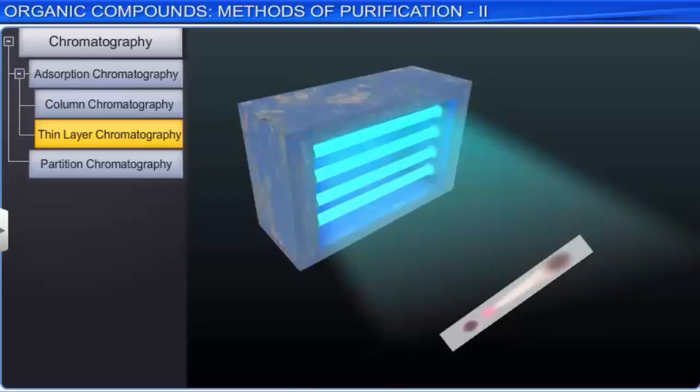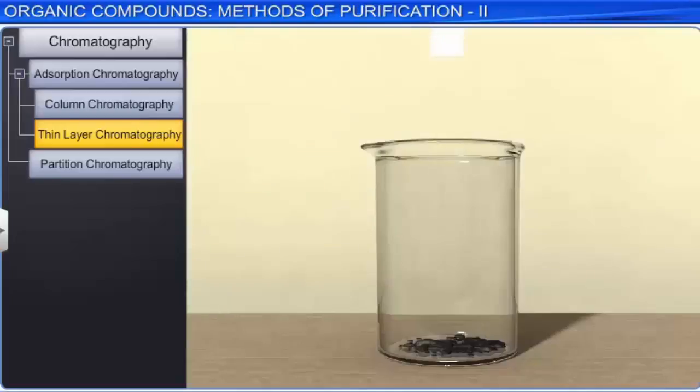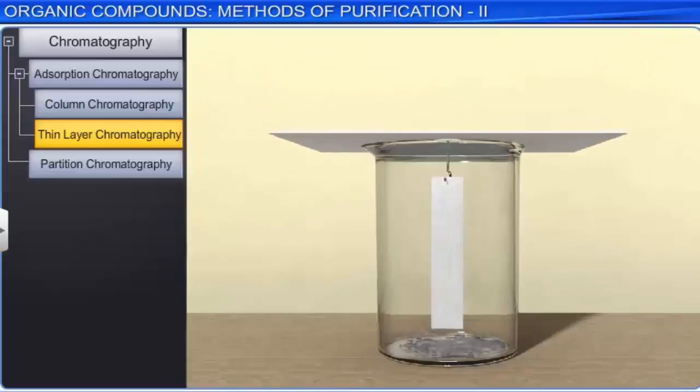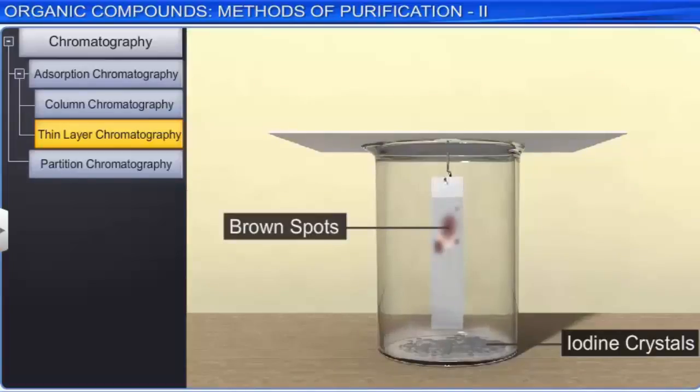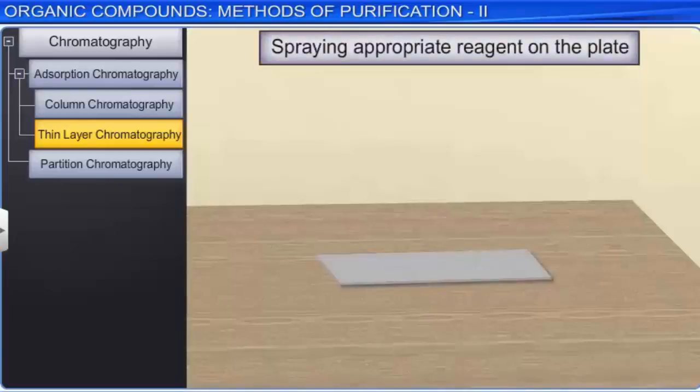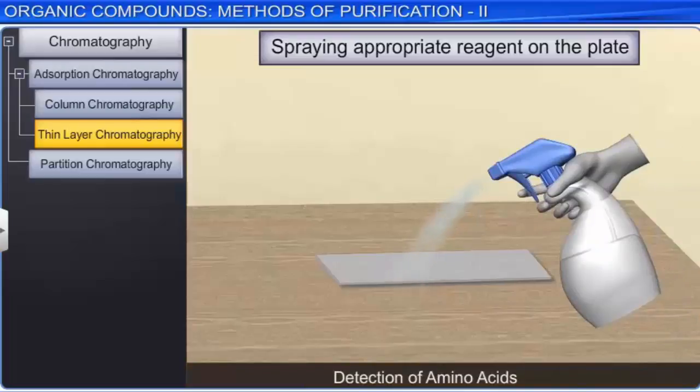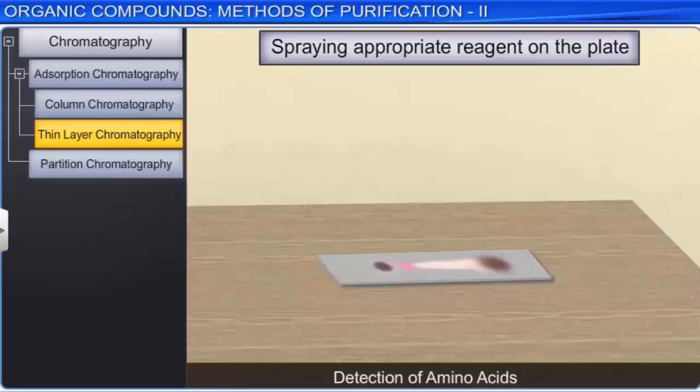Another method to detect the spots of colorless compounds is by placing the glass plate in a covered jar containing a few crystals of iodine. The colorless spots of the compounds which absorb iodine will appear as brown spots. Apart from these two methods, sometimes an appropriate reagent may also be sprayed on the plate. For example, amino acids are detected by spraying the ninhydrin solution on the glass plate. On spraying ninhydrin, the colorless spots appear mainly as purple or brown colored spots.